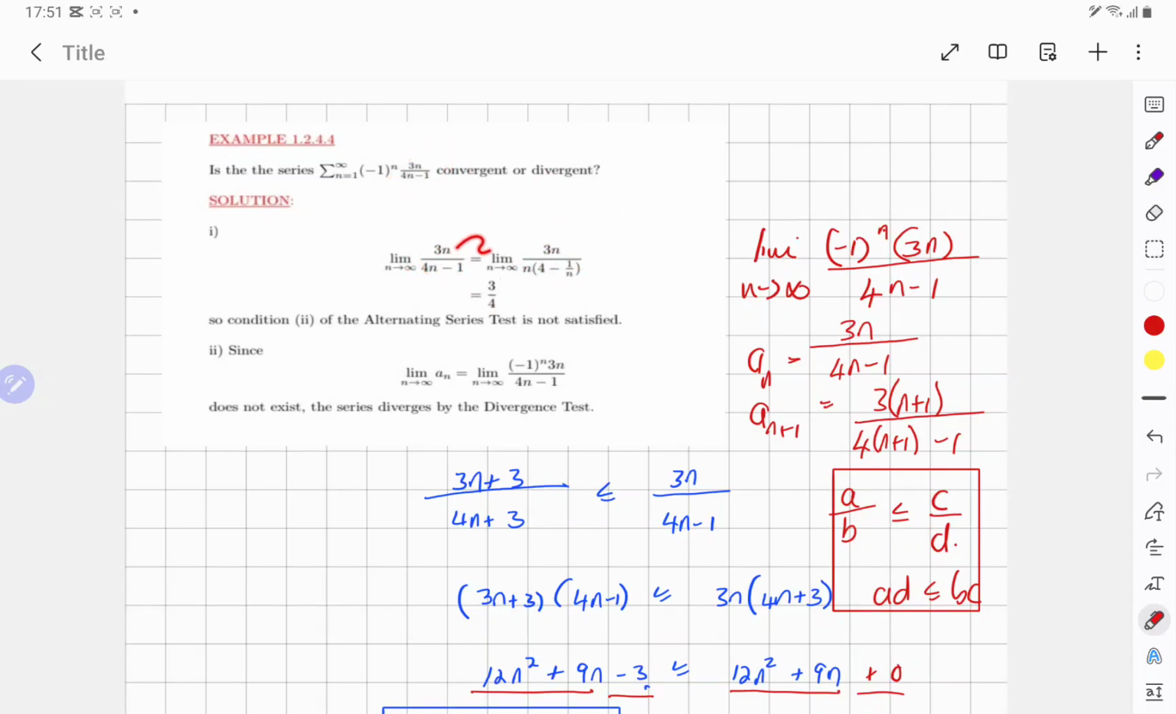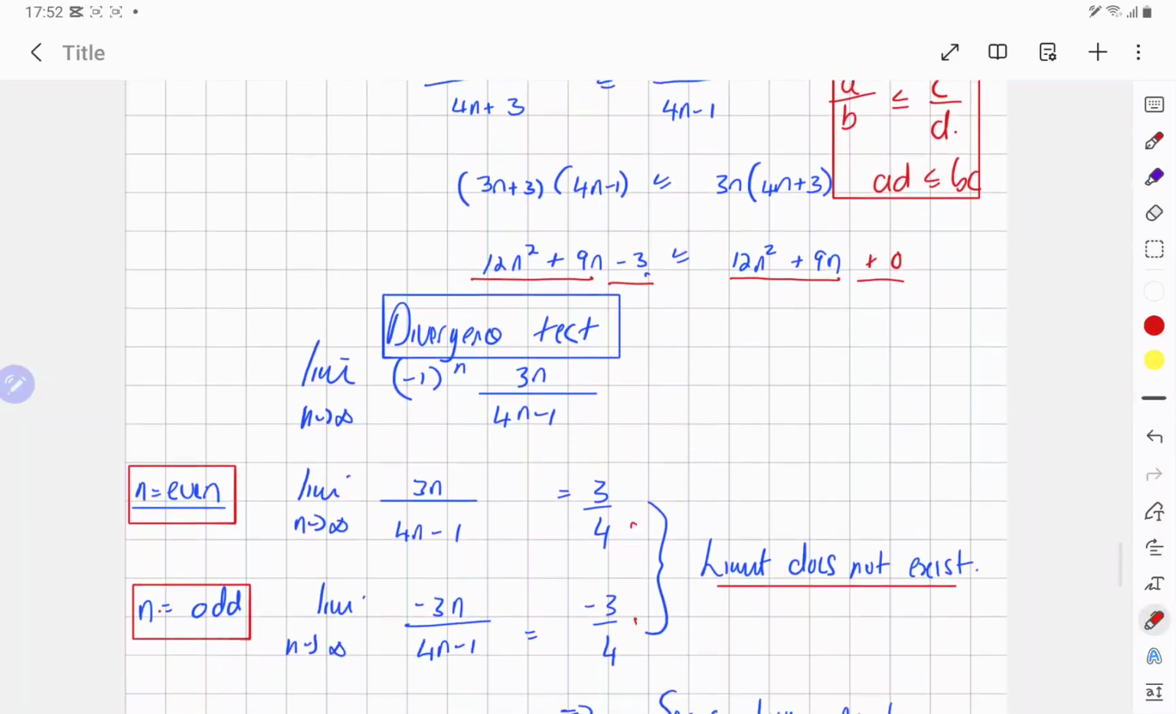What do you see here again? You don't have to use this method that I've done here. You can still do L'Hopital. If you derive top and bottom, you get 3 over 4. What do you see? Condition 2 of the alternating series test is not satisfied.